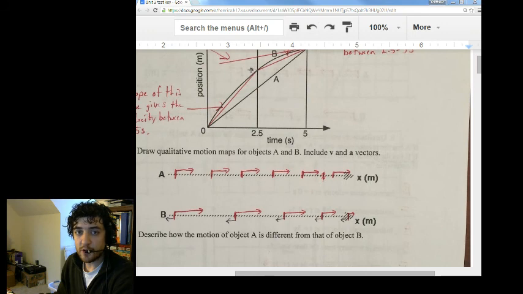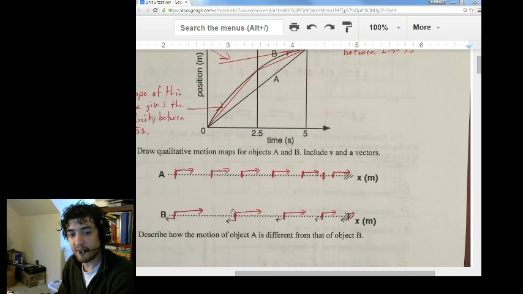However, the slope of B is steadily changing, and it's actually getting less and less, as we can see by looking at these two secant lines, and ultimately this tangent line. From 0 to 2.5, it was going at a diminishing speed, and then from 2.5, it was getting even slower. What that means is that over time, it will cover less distance per unit of time.